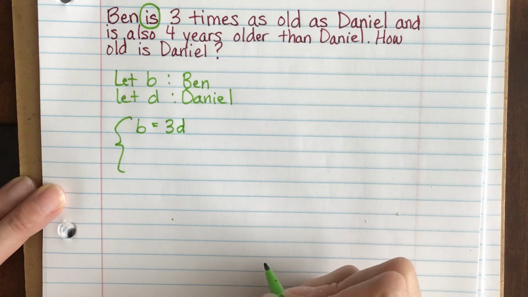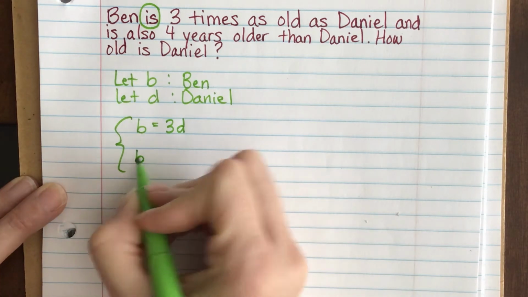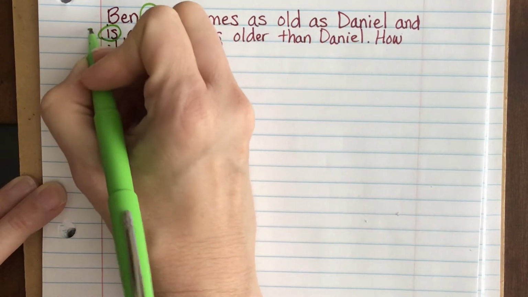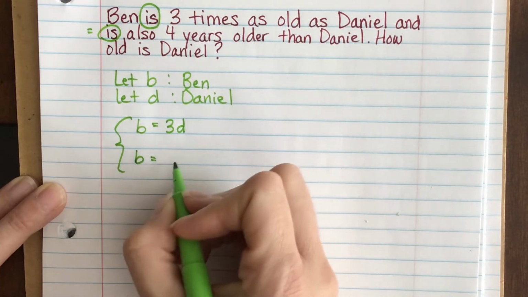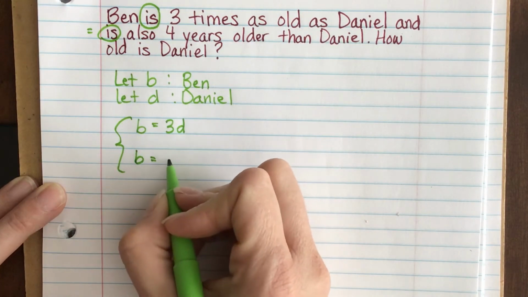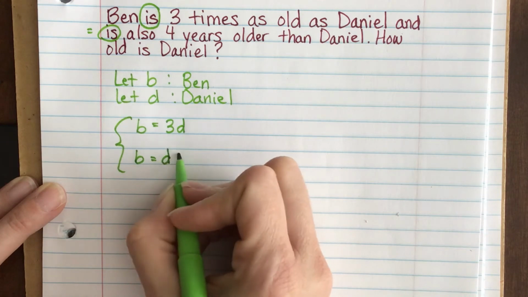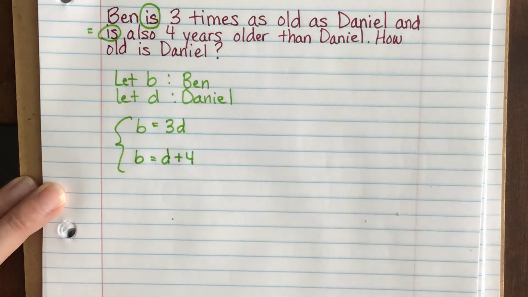And the other thing that we know is that Ben is 4 years older than Daniel. So Ben, and then "is" equals 4 years older than Daniel. So you have Daniel's age and then you add 4.